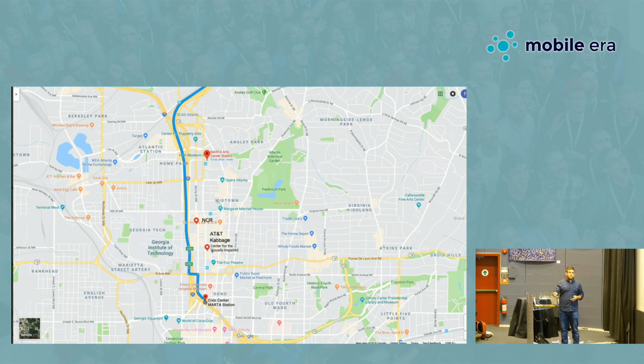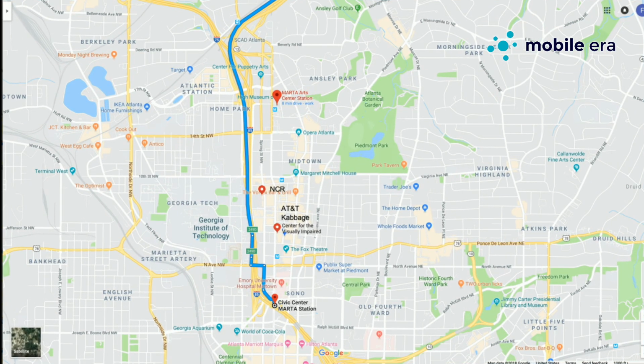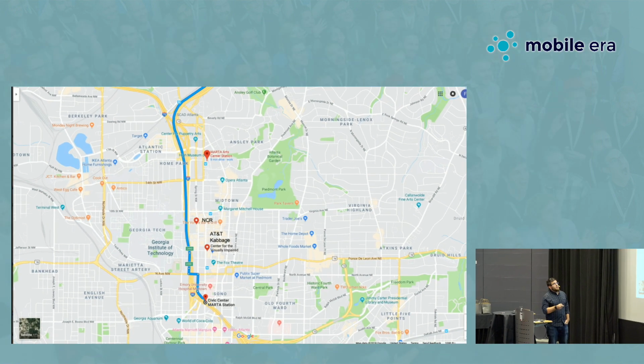Like, how do you get to the bus, and how long does it take you? And I found out that most of the riders were actually coming from either AT&T, from my company Cabbage, from NCR, which just built their headquarters there. A lot of people, about 60% of the bus, were workers from NCR, and then we had a lot of people from the MARTA Art Center station.